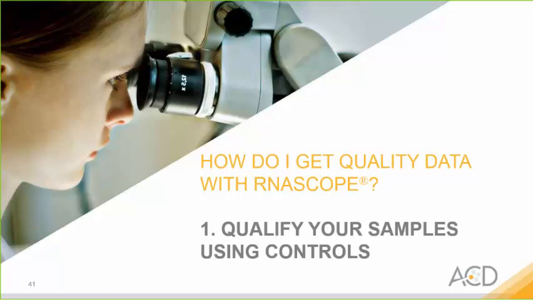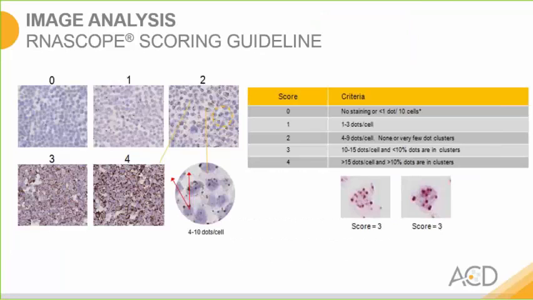Okay, so I have given you some pointers to each specific assay. Next, I would like to cover how to optimize the assay so you can achieve the best results. So how do I get quality data? The first step is really to qualify your sample using controls. So we have semi-quantitative scoring guidelines where we assign a score from 0 to 4, depending on the number of dots you're seeing.